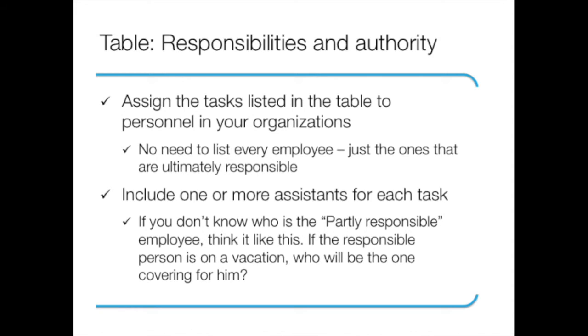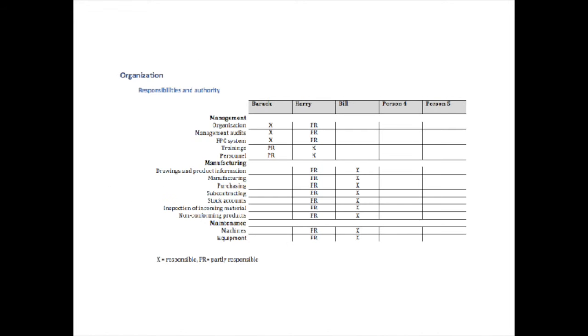Now assign the tasks listed in the table to someone. Naturally, you don't need to list each employee here, just the ones who have the ultimate responsibility of the given task. Also include one or more assistants for each task. If you don't know who the responsible employee is, think of it like this. If the responsible person is on vacation, who will be the one covering for them? You can basically do this any way you choose, and after you're done, it should look something like this.